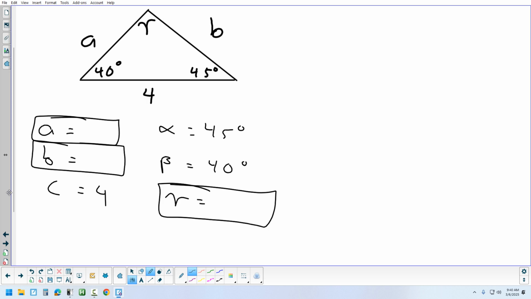No. So then we're either not going to be able to use law of sines, or we're going to have to find a full row without using anything heavy with trig, something more basic, like geometry. Anything we can figure out? Gamma is 95, because it all adds up to 180. Those two add up to 85, and 85 plus 95 gives me 180.